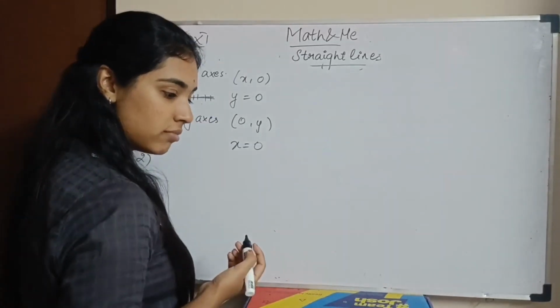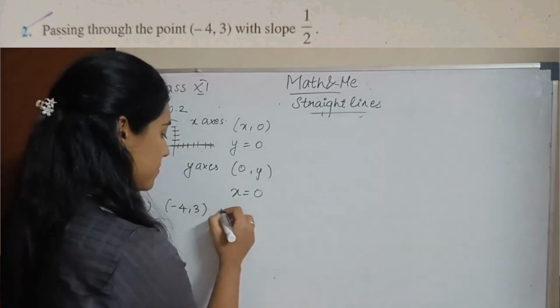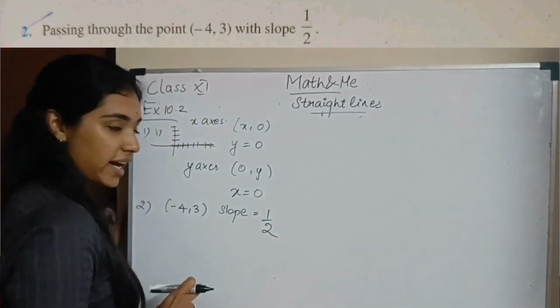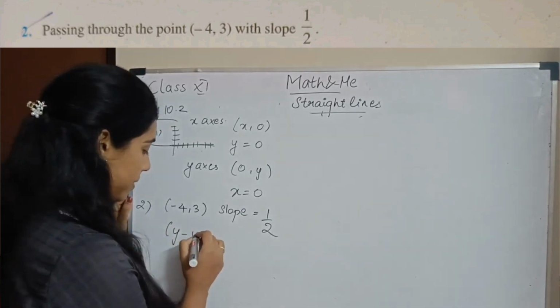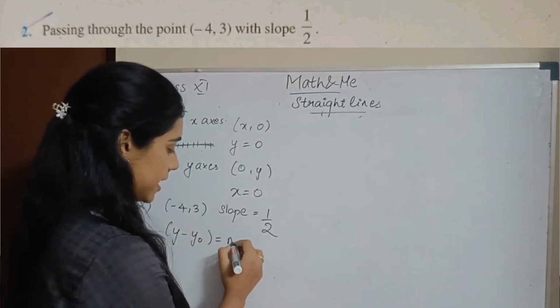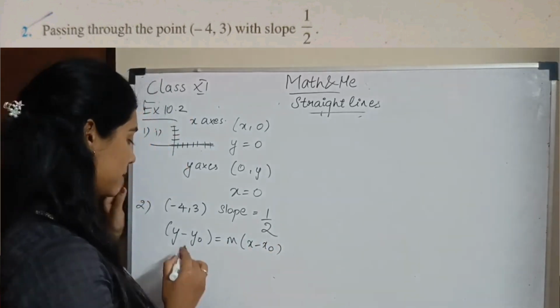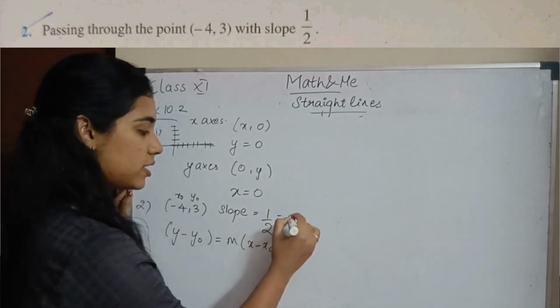Question number 2. Find the equation of the line passing through the point minus 4, 3 and the slope is 1 by 2. So what do we have? We have the point slope form. What is the equation? y minus y naught equals m times x minus x naught. You have to remember all this. So this is your x naught and y naught, and this is your m.